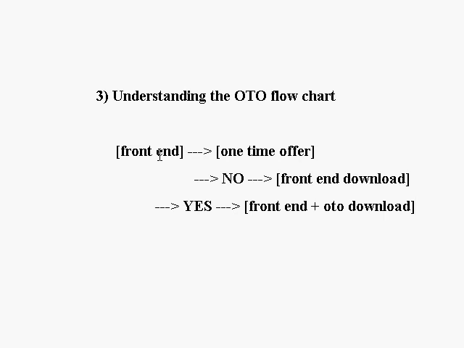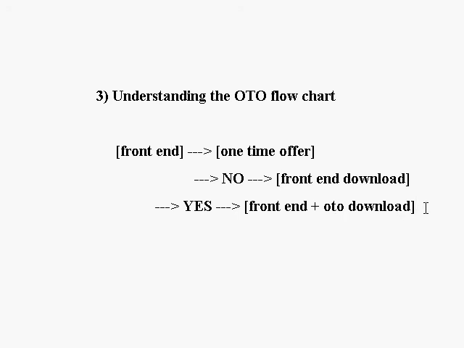So you're going to need a front-end sales page, so that's one sales page. Then you're going to need a one-time offer sales page. Then if they say no, you're going to need one download page. And if they say yes, you're going to need a second download page. So that's about four pages: two download pages and two sales pages.